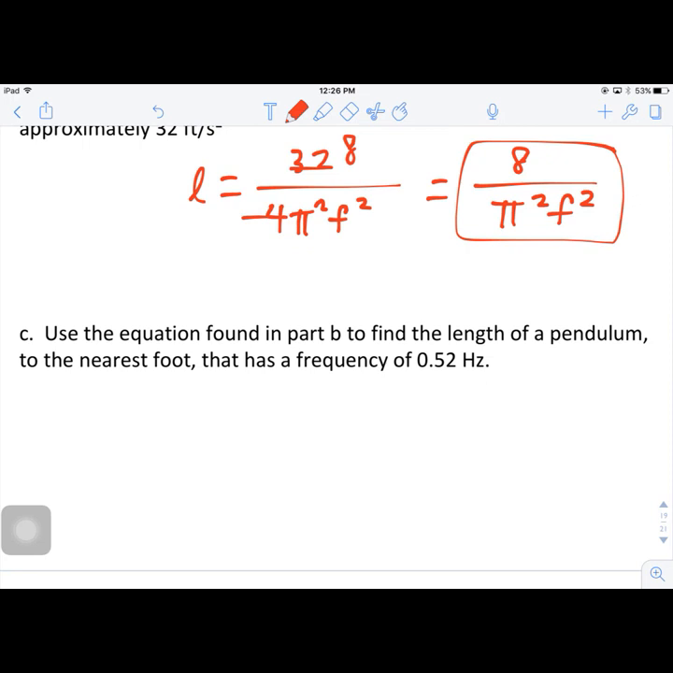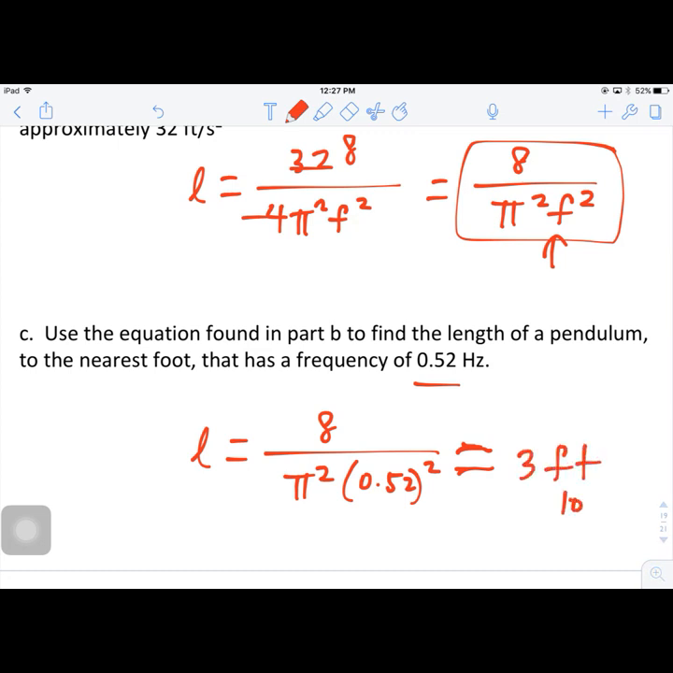Next, part C says use the equation found in part B to find the length of a pendulum, to the nearest foot, with a frequency of 0.52. So we know that frequency is f in the formula, and so we're just going to substitute 0.52 into the formula and go ahead and simplify and do the calculation, which will give us that the length is going to be about 3 feet long. And so that is the final answer.